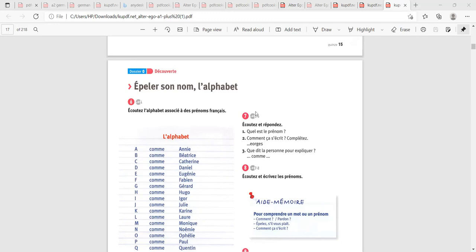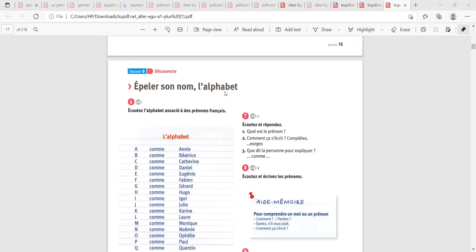Listen very carefully, mademoiselle. Épeler is my verb to spell. For example, your name is Ishnit. I will say, can you spell your name, please? I will say, épeler son nom. What to say name in French? So we have his. Épeler son nom, spell his name. Is it clear to you?